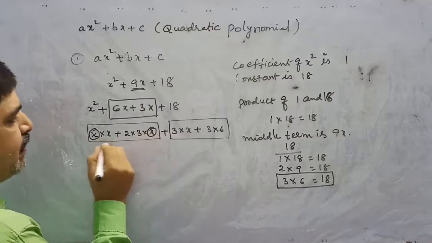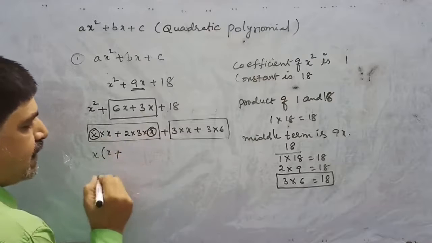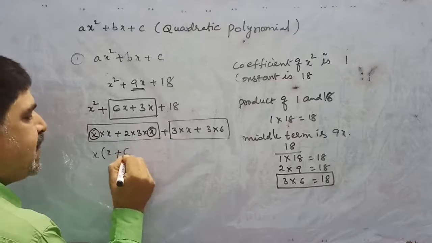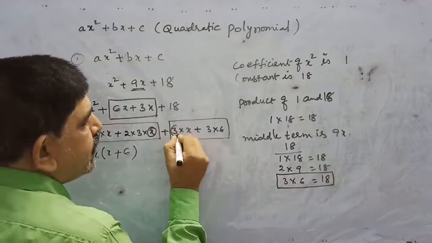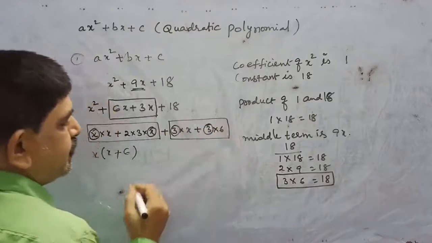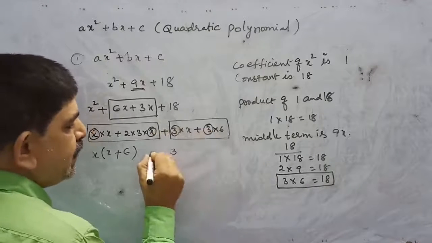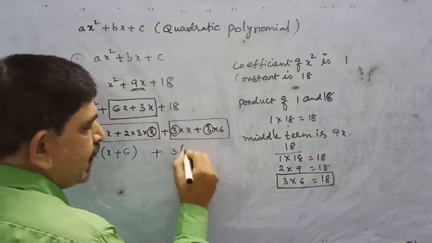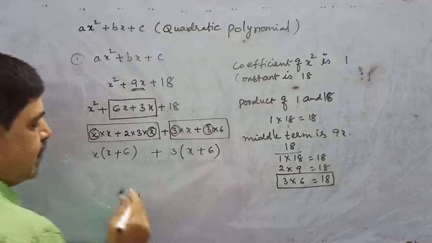Next you write the remainder. What is the remainder in the first half? x plus 6. Next, here 3 and here 3. 3 is the common factor. So all are positive, so you take plus 3. Write the remainder. Here x plus 6.